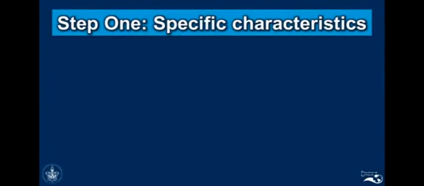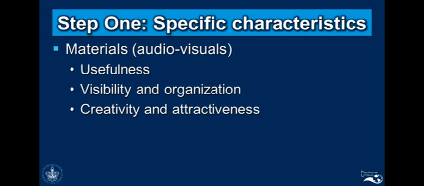Now, in the same step number 1, we need to specify the characteristics, the general characteristics. For example, if we talk about the materials, they should be useful. That means that they really make a difference in the presentation. The second thing is that they should be visible to everybody and they should be well organized. And finally, they should be creative and attractive for people. That means that your materials should serve a purpose. So we can see here that a general characteristic, that is materials, can be subdivided into specific aspects that we're going to observe and that we're going to assess using our instrument.